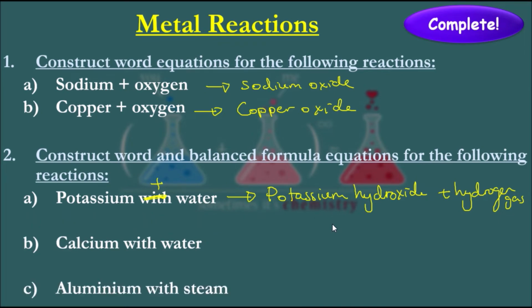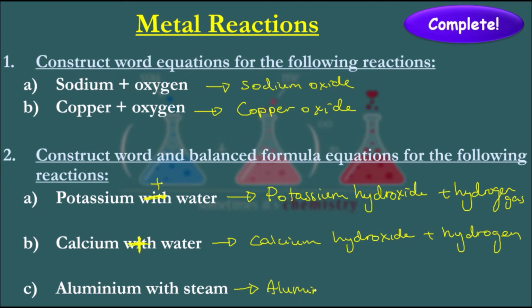Okay, just to give myself a bit more space. And then we have calcium plus water. That will give us calcium hydroxide and hydrogen gas. In this case, we'll just shorthand and write it as hydrogen. Over here, we have aluminium and steam. That gives us aluminium hydroxide and hydrogen. So the same thing again.